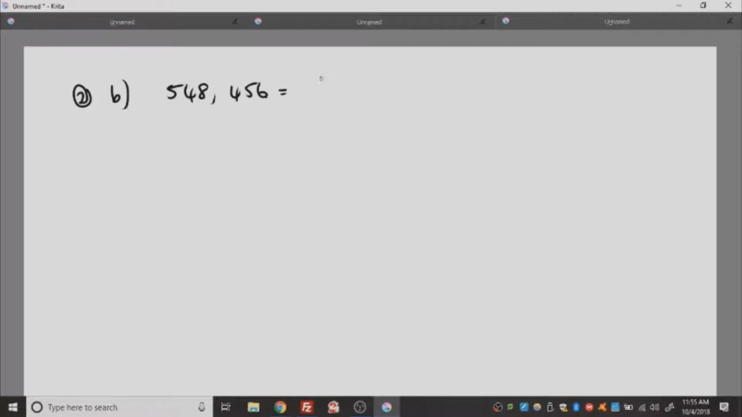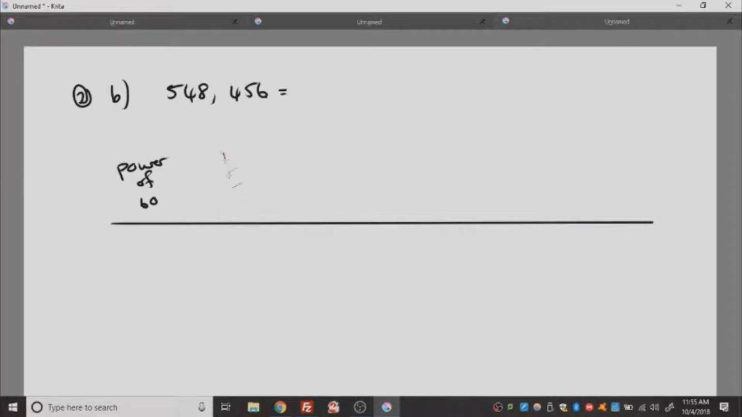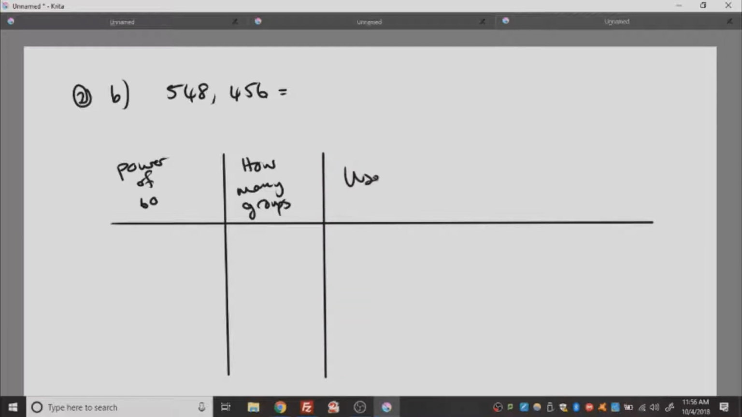548,456. Again, however you want to write something times, well, I need to decide what's the largest power of 60. I don't like it. I like the table. So I'm going to go power of 60. Plus the table is going to help me later on. If I had to generalize, the table helps most people. We can say how many groups of that size, how many times does it fit in, whatever table headers you want to use. What have I used? And what is left?